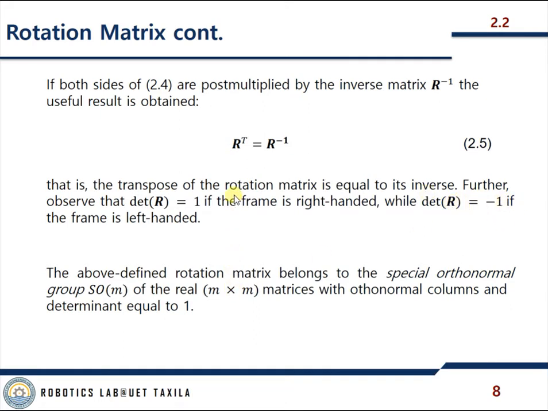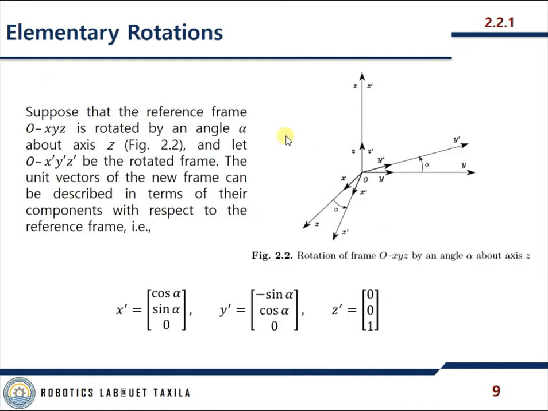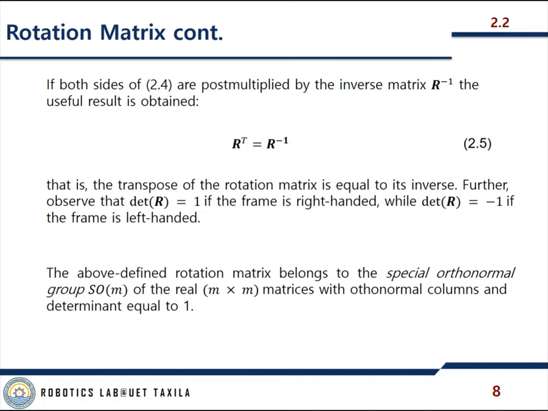The above defined rotation matrix belongs to the special orthonormal group, of the real M cross M matrices with orthonormal columns and determinant equal to 1. This group is called the special orthonormal group, and it has many interesting features which, if we get the chance, we'd like to explore. Now, elementary rotations. This is the general idea of the rotation matrix, and we are discussing here the pose.